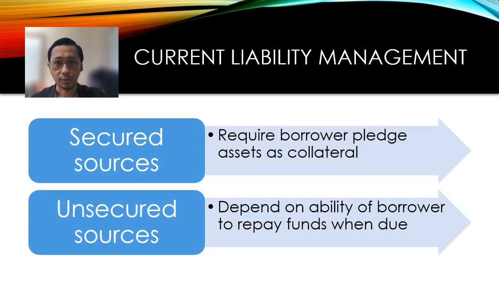Class, as we know, current liabilities are the short-term sources of funds of a firm, which include accounts payable, accruals, notes payable, and short-term loans. But do you know that some of these funds are either secured or unsecured? Now, what do you mean by secured or unsecured funds?